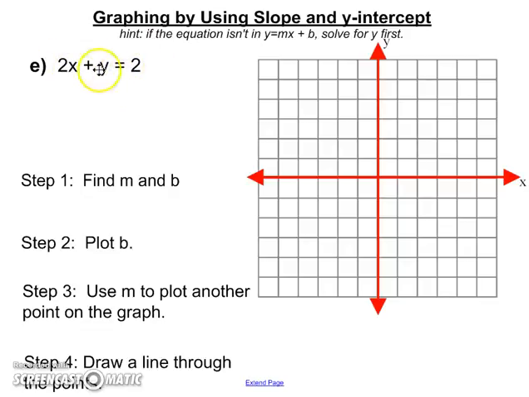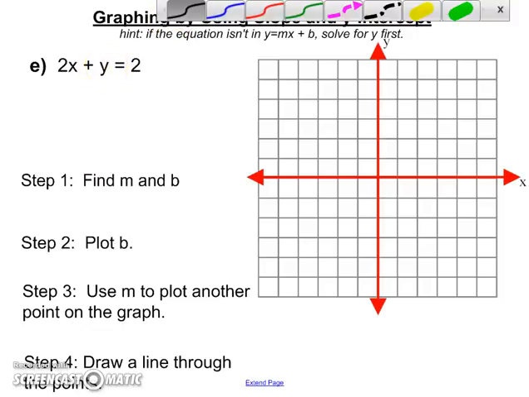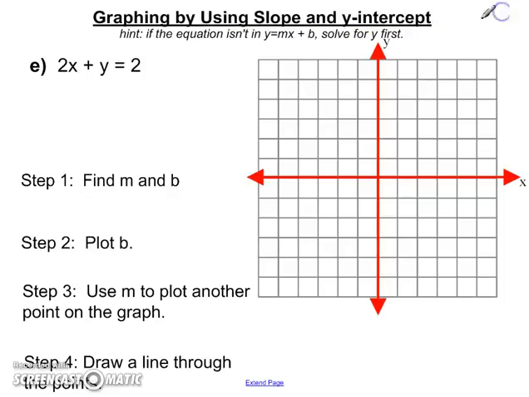But in this case, you'll notice it is not in slope-intercept form. It does not say y equals mx plus b. So my hint for you, and you'll see it up here, is you need to solve this equation for y first before you do anything down here. So I need to get y on one side of the equation by itself and everything else on the other side. Well, how am I going to do that?